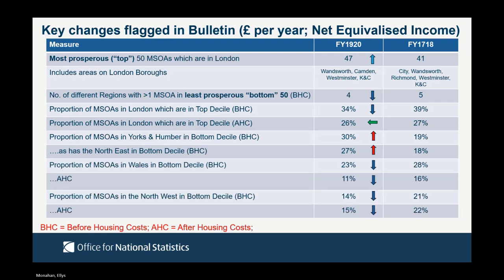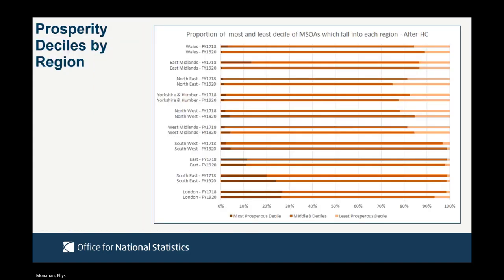Next. On the other hand, Wales and the northwest are featuring less in the least prosperous decile than they were before. In fact, if you look at after housing costs, Wales is now 11%, which is what you'd expect on average. Next. So on this, if you click again, thanks, just once. Yeah, we can see that London remains prosperous if we have a dark colour for the most prosperous decile, a light colour for the least prosperous, and a middle orange for everything in between. So London, the southeast remains prosperous, southeast perhaps even more so.